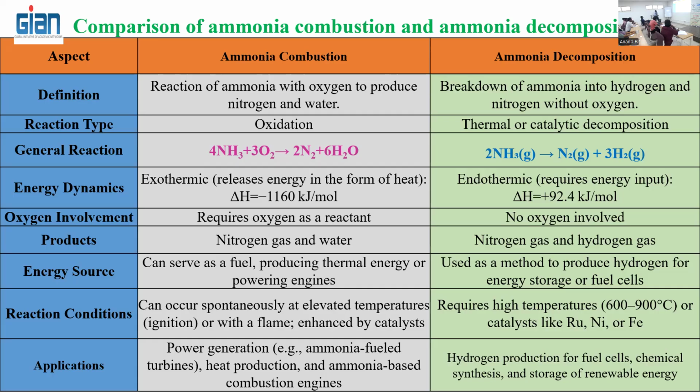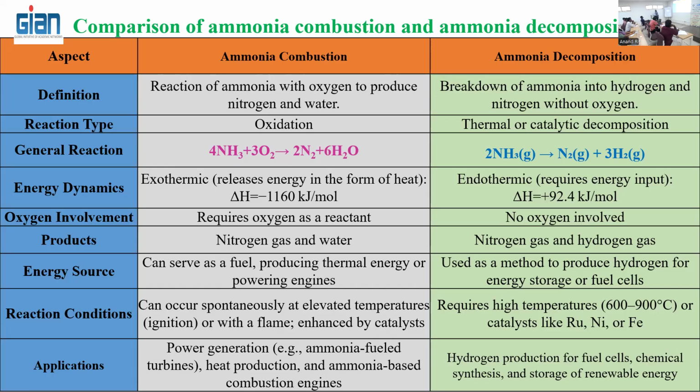So wherever you want to only heat, places like Antarctica where you need to heat the room, you can use ammonia as a fuel for heating the room also. Then ammonia-based combustion engines or internal combustion engines, you can also use it as a fuel. Then the application here is ammonia decomposition: hydrogen is coming out, so naturally it's going to be fuel cell. Hydrogen production for fuel cell, chemical synthesis and storage for renewables.